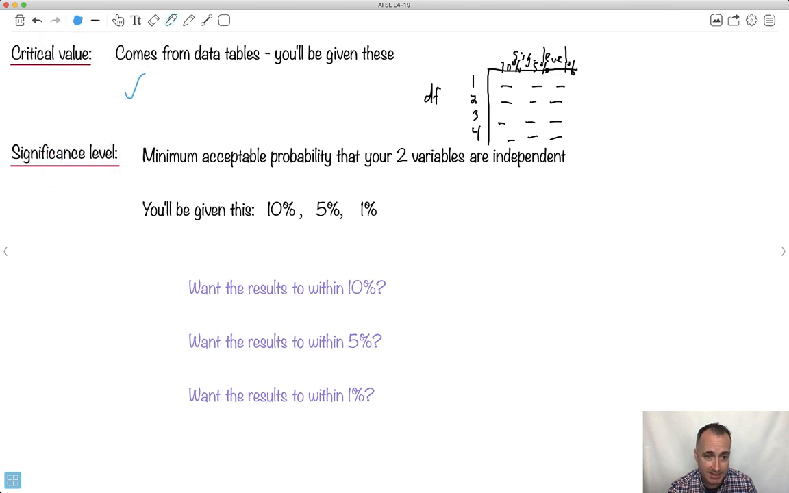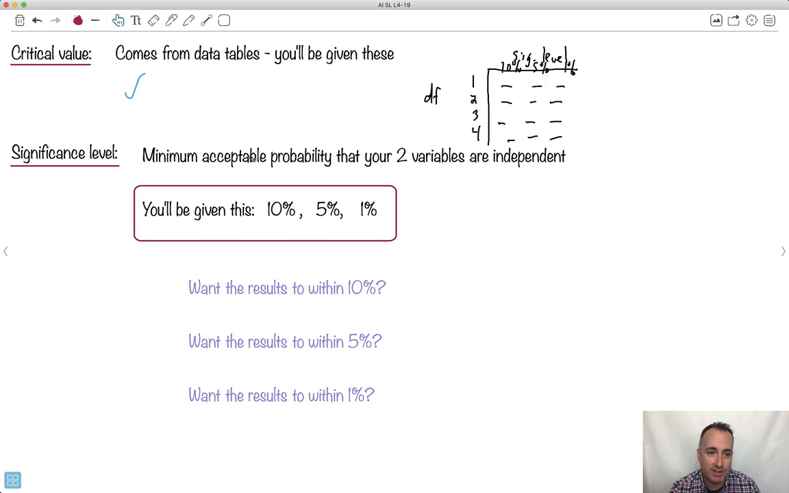Significance level. The IB has said you're going to only be needing these three different cases. So you'll be given this. It'll either be 10% significance level, 5%, or 1%. What does this mean? Well, it basically tells us how accurate we want to be, or what is the minimum acceptable probability that they're independent. Basically, this means it's kind of dodgy. At 10% means it's pretty easy to pass it. At 5% means you're a lot more stringent on this. And at 1% means you're confident within 1% that this is correct. So just see, it's easier to pass a test here, it's harder here, it's even harder here. Obviously, the best test, I guess, you want to be within the lowest.